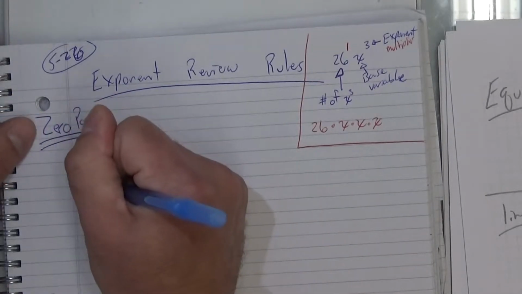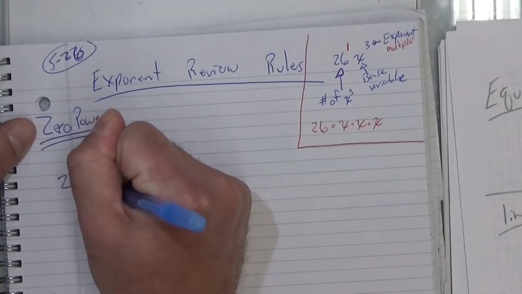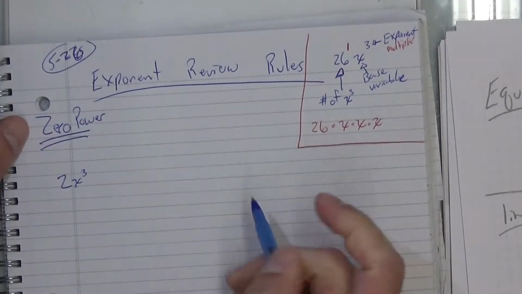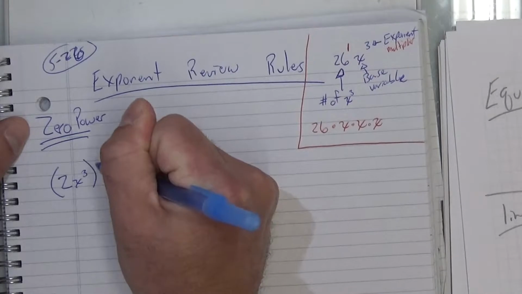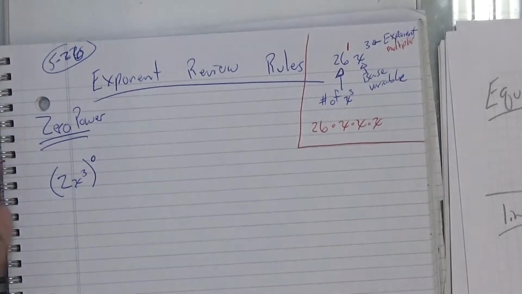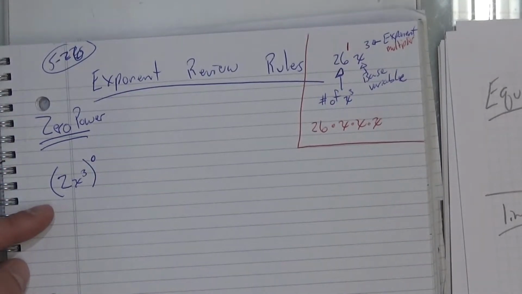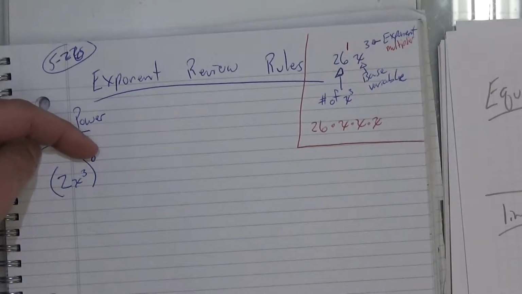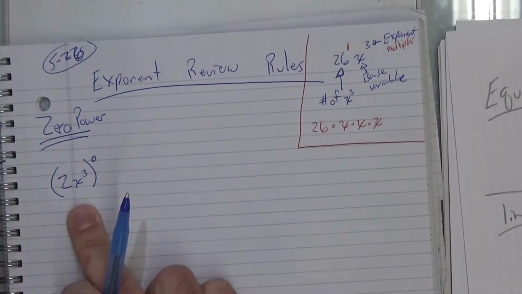Why don't I do this? I'm going to write your 2x to the 3rd, and I'm going to put that whole thing to the 0 power. So I put the whole thing in parentheses, and I put the whole thing to 0 power. I'm going to come back to that one.